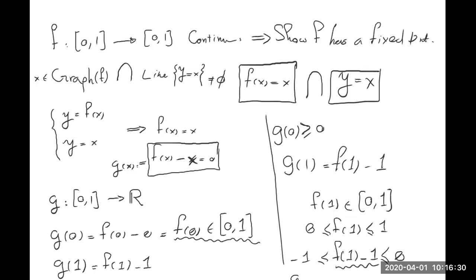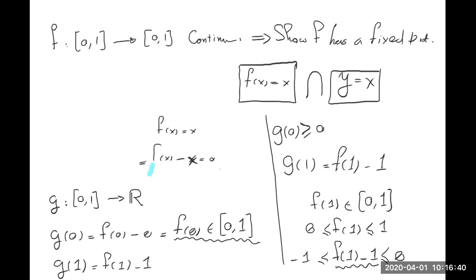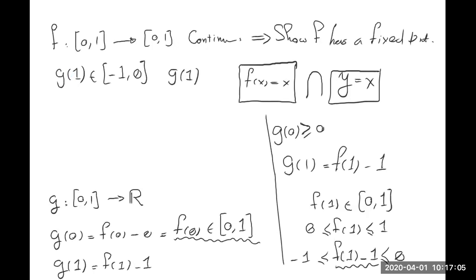Oh, I can't write there. I'm going to continue here. So g of 1 is going to be in this interval. As you can see, it is a non-positive number. It's not going to be positive. So g of 1 is less or equal than 0.